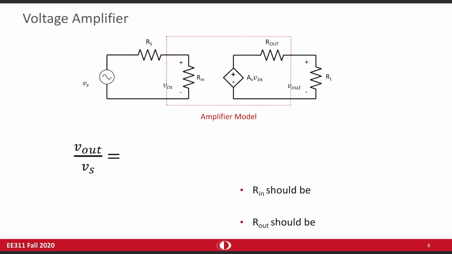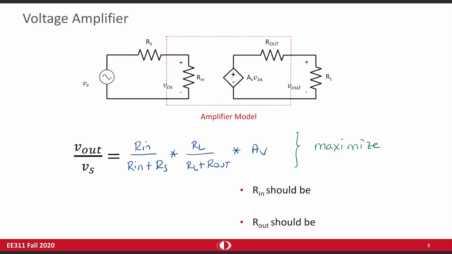So in this system, if you want to write the gain, voltage gain, there's one resistor voltage division in here. There's another resistor voltage division in here. And by using simple math, you can write Vout divided by Vs as Rin divided by Rin plus Rs times RL divided by RL plus Rout times, of course, AV. And the goal is you want to maximize this whole term. So to maximize at the transistor level, you put some effort to maximize this AV. That's reasonable.